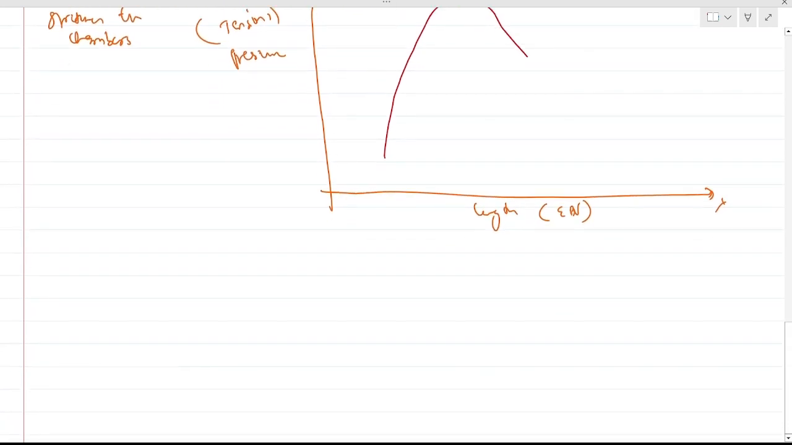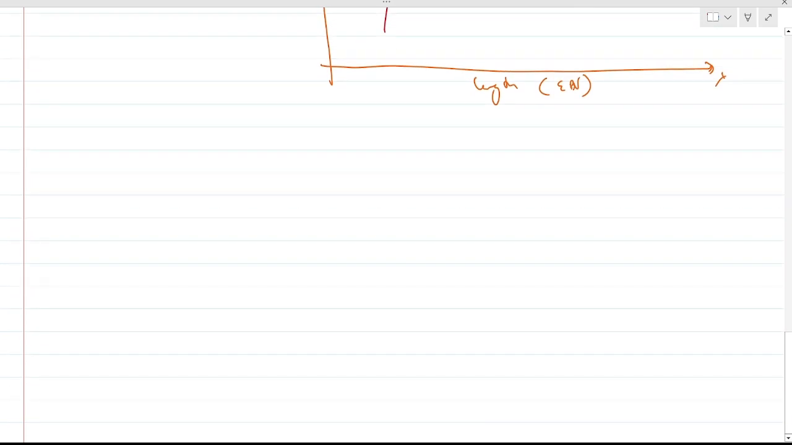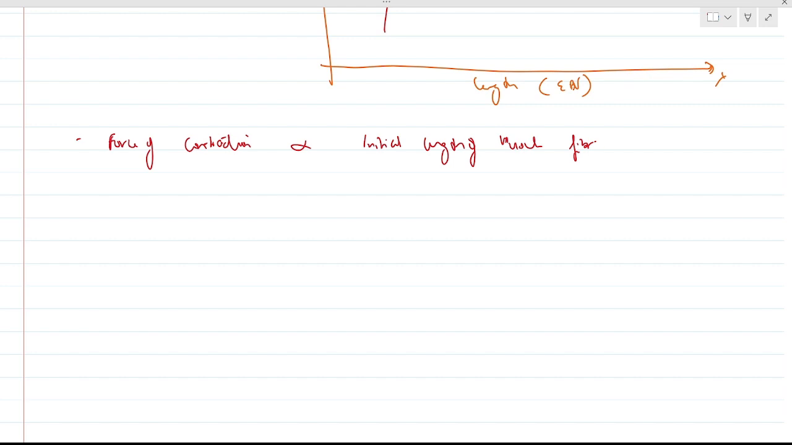Okay, so this suggests the conclusion that the force of contraction is directly proportional to the initial length of the muscle fiber. Force of contraction is proportional to the initial length of the muscle fiber.